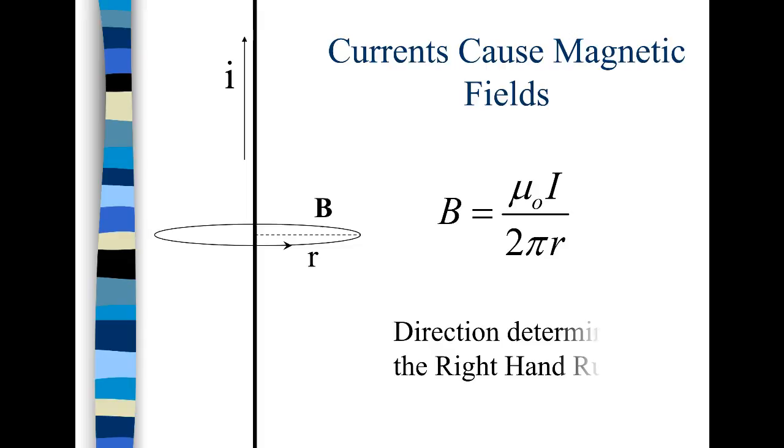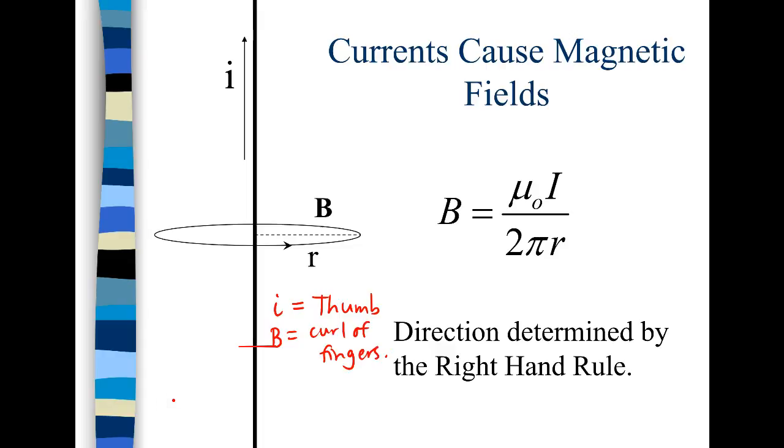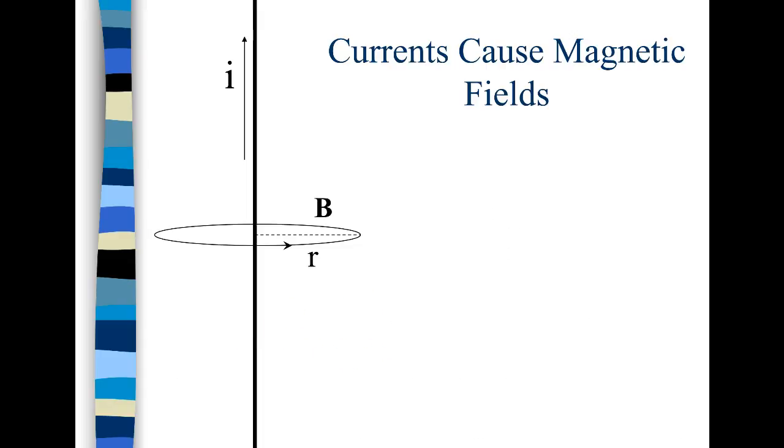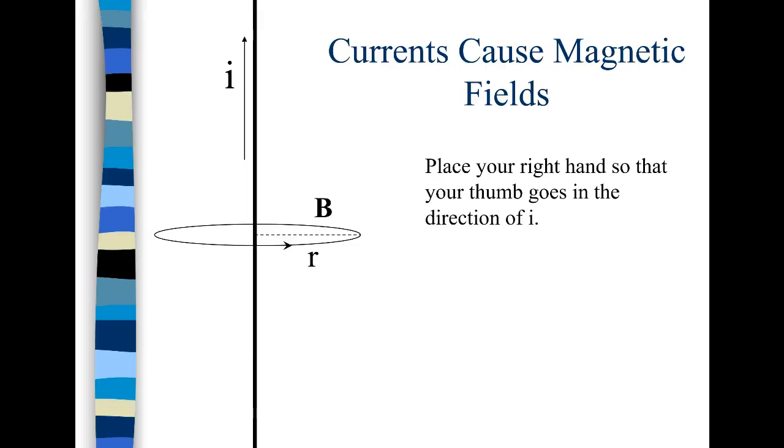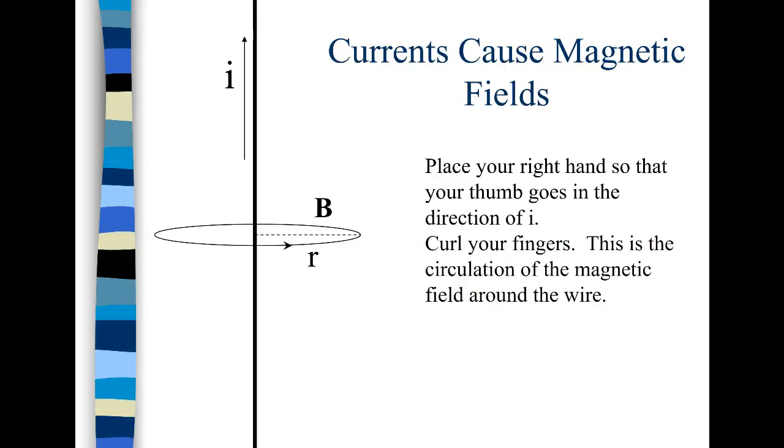Now the direction of this is determined by the right-hand rule. And this is right-hand rule number 2, which says that I is given by your thumb, and B is the curl of your fingers. And we're going to prove where this comes from a little bit later on. So again, we want to place our right hand so that our thumb goes in the direction of the current, and then our fingers will curl in the direction of the magnetic field. So it's going to curl around the wire.